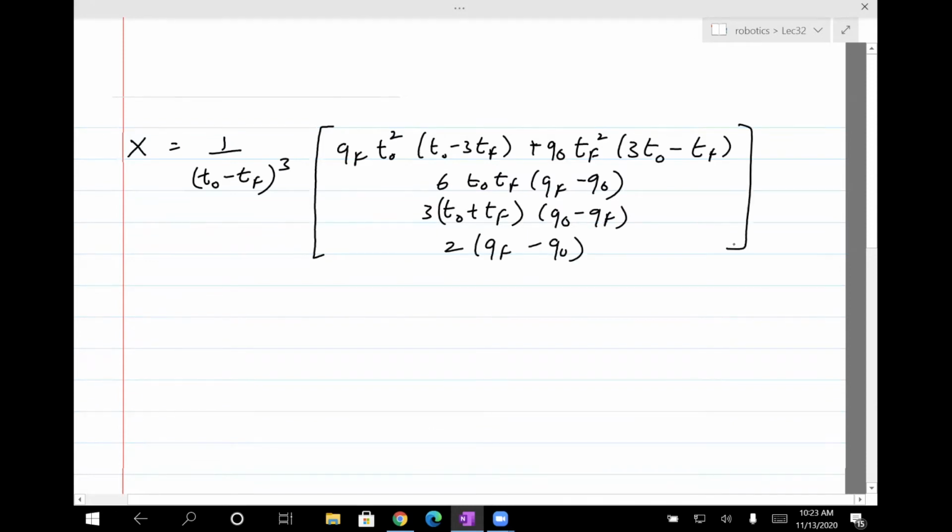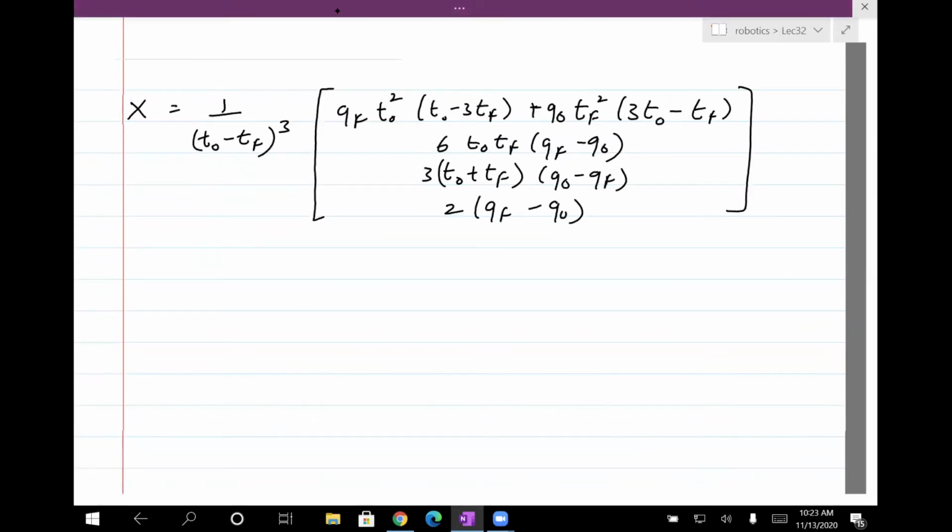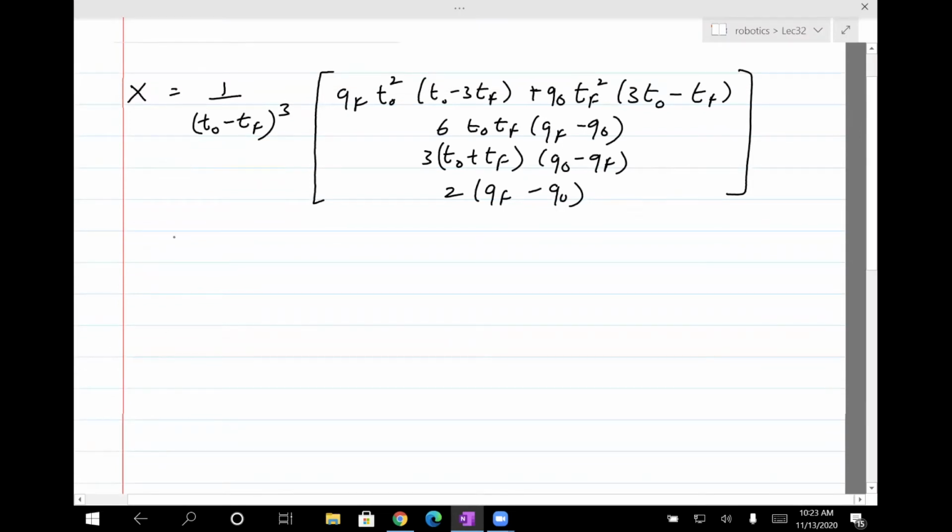Okay, again, I did not get this by doing these computations by hand. They were all generated by MATLAB, and I used a symbolic toolbox to do that. Once you get these values, then you can start plotting q as a function of time.